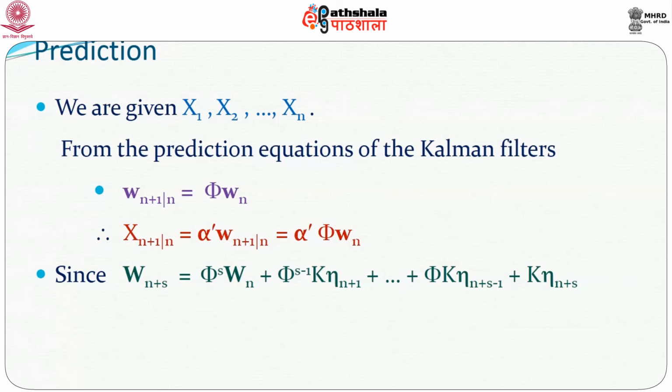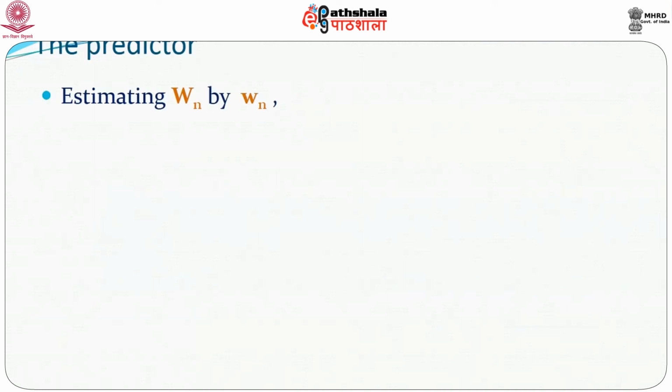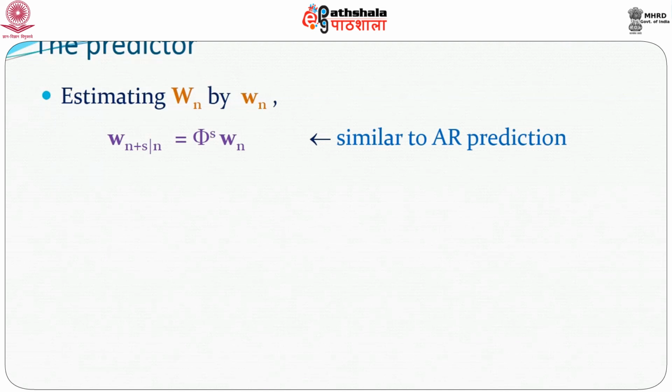We can predict w_{n+s}. If you look at the expected value of this, it is basically phi^s w_n, and hence the predicted value of w_{n+s} can be based on w_n itself. So we get the predictor of this by estimating w_n by small w_n, which we can get from the Kalman filters. We have w_{n+s} given n is phi to the power of s into w_n.